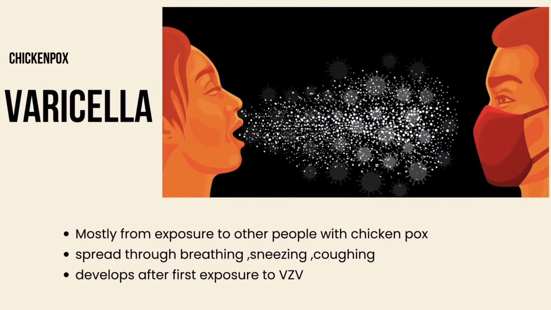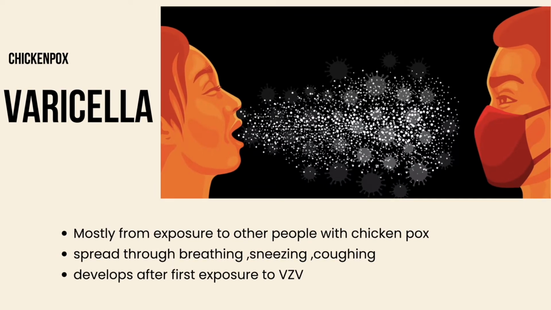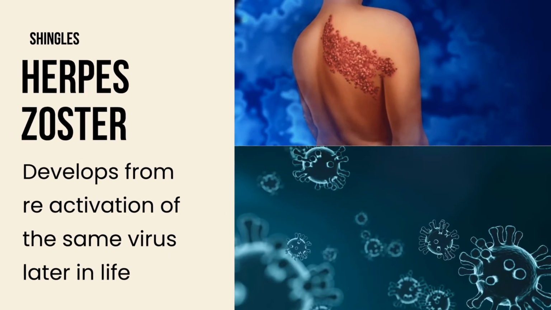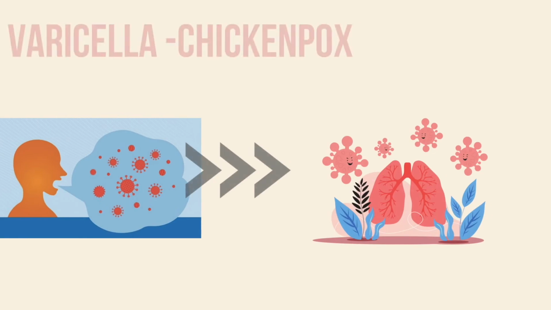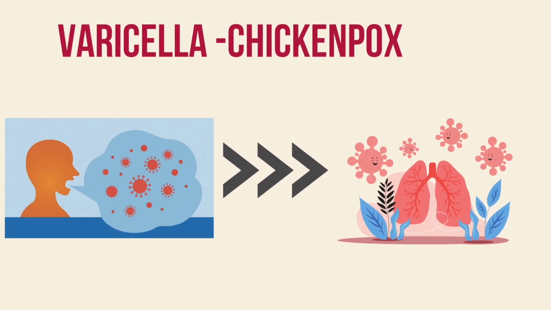Chickenpox develops after an individual is exposed to the virus for the first time, which can be through spread of droplets by the infected individual either through sneezing or coughing. However, herpes zoster develops from the reactivation of this virus later in life. It can be after many decades from the first exposure to chickenpox. Let's talk about the initiation and transmission of the herpes zoster virus.